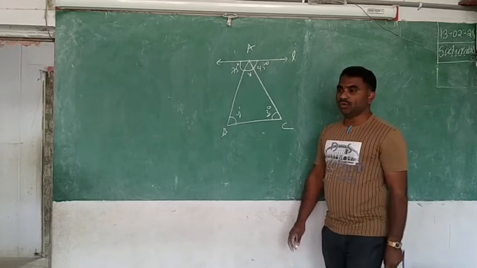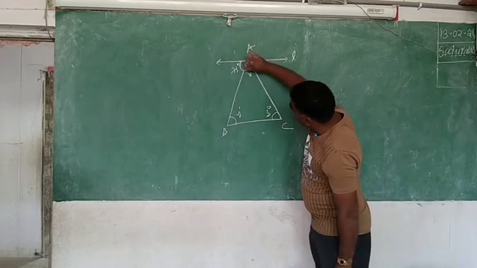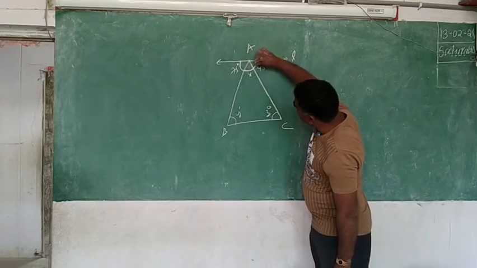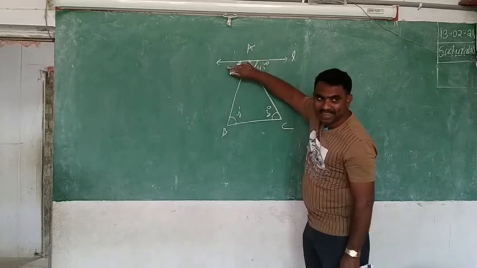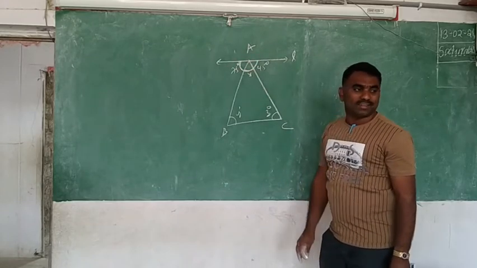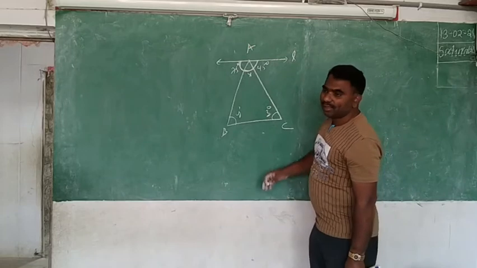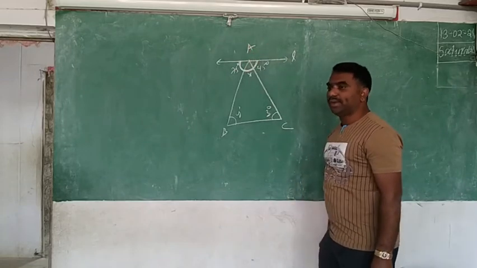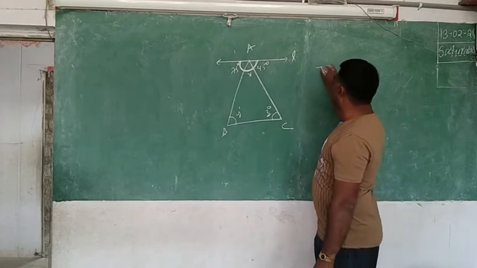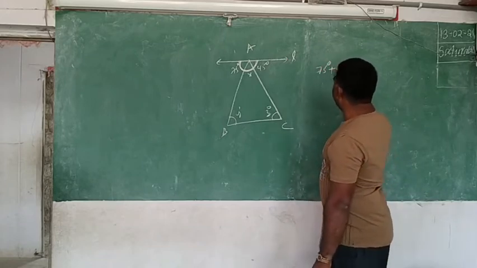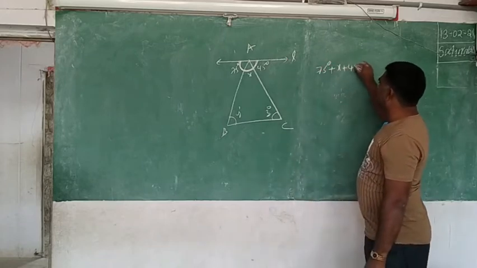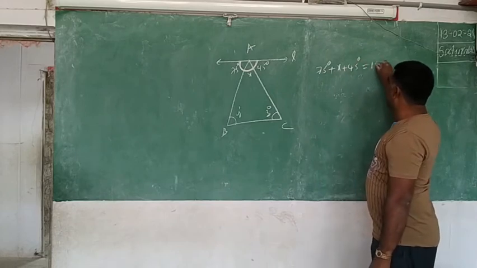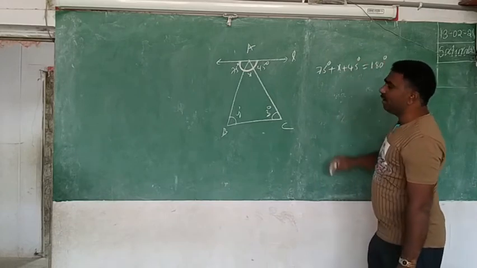Why? Because you know that here it is looking like 180 degrees. No, supplementary is not it, because there are 3 angles here, not 2. So by adding the first, second and third, we need to get 180. So what will you say? 75 plus x plus 45 will become 180. You can guess the value of x.